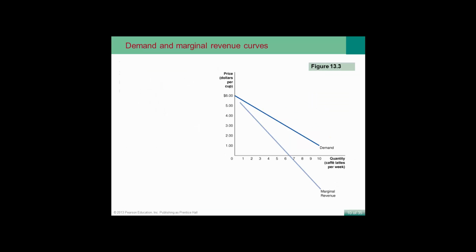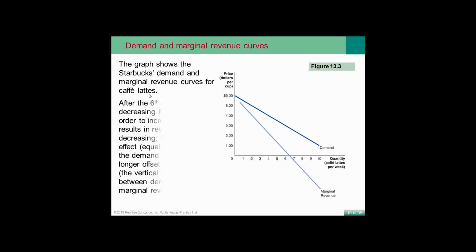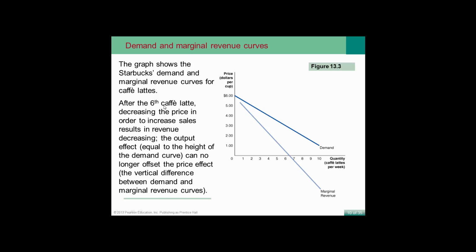Let's see how this really works. This graph shows the demand and marginal revenue for Starbucks lattes. After the sixth latte, decreasing the price in order to increase sales results in revenue decreases. The output effect, equal to the height of the demand curve, no longer offsets the price effect. Basically, at a certain point the amount that you must decrease the price per cup isn't made up for by the additional sales. So marginal revenue starts to go negative.